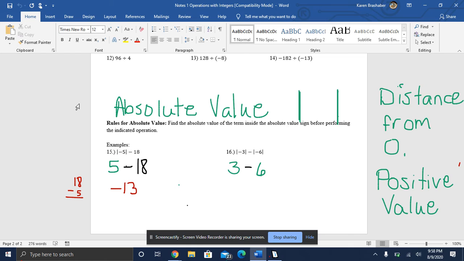All right, now we're combining a positive and a negative. So we're going to subtract, and 6 minus 3 is 3. Our 6 is our bigger of the two numbers, the bigger absolute value. It has a negative with it. And so our answer is -3.